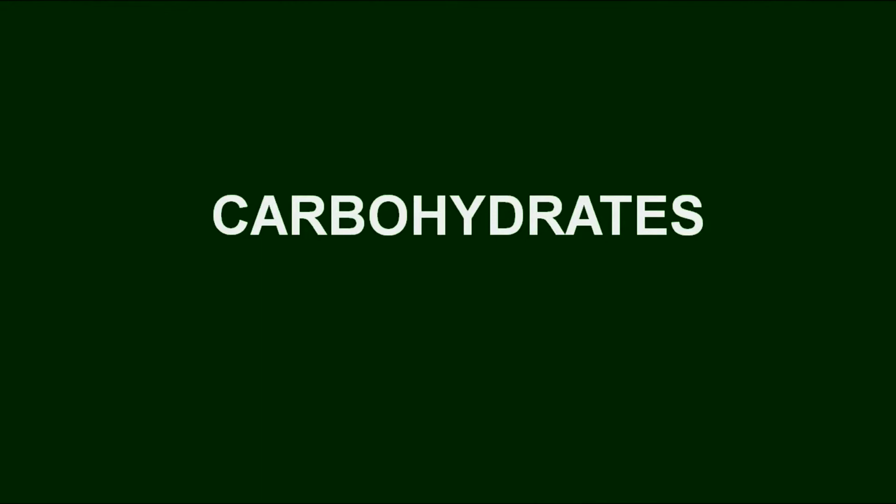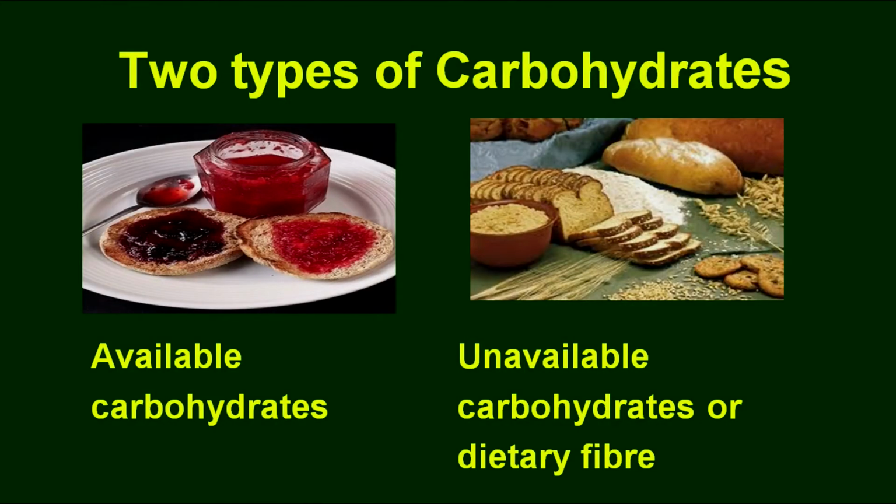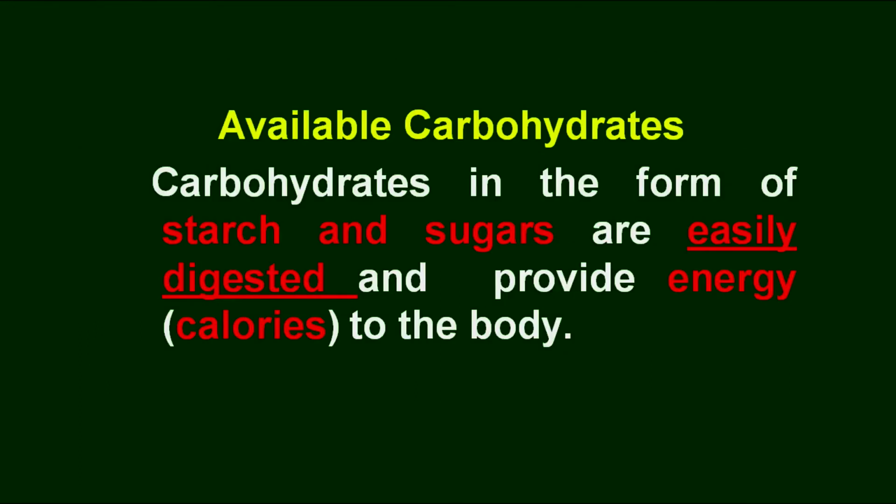Now we will understand about the carbohydrates. Further, for some specific purpose, we have divided these carbohydrates into two categories: available carbohydrates and unavailable carbohydrates, which are also known as dietary fiber. I think many of us know the word dietary fiber. Now we will understand about the available carbohydrates.